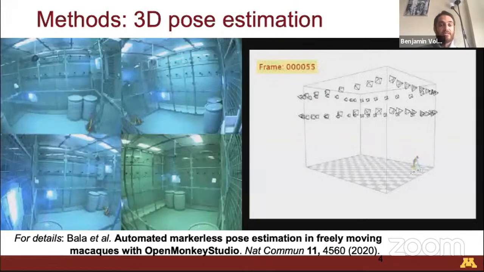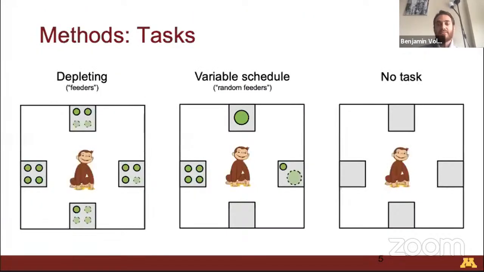So with this setup, what we're going to do is then ask our monkeys to perform different tasks. One of the tasks is a really classical foraging task with depleting rewards. The monkey has 4 different feeder boxes. Each feeder box has 5 rewards. Once one feeder's been depleted, there's a really large timeout. So the monkey, if it wants any more reward, has to go to some of the other feeders.